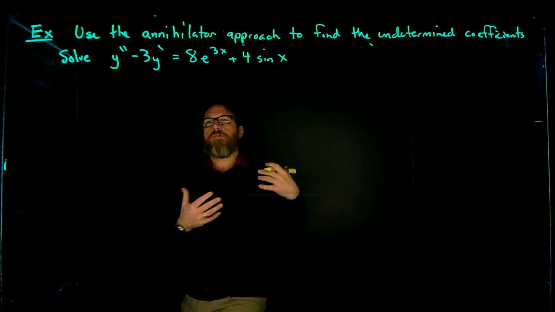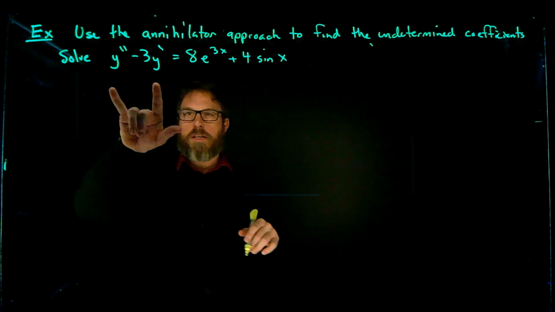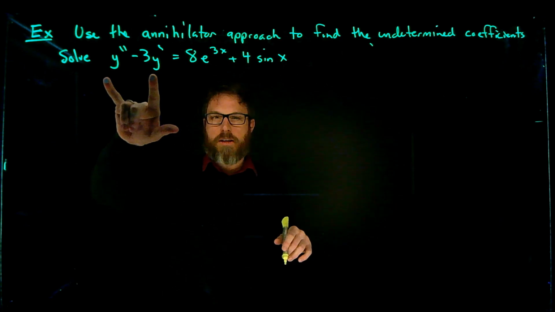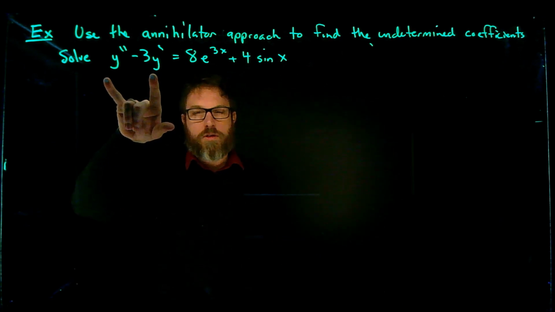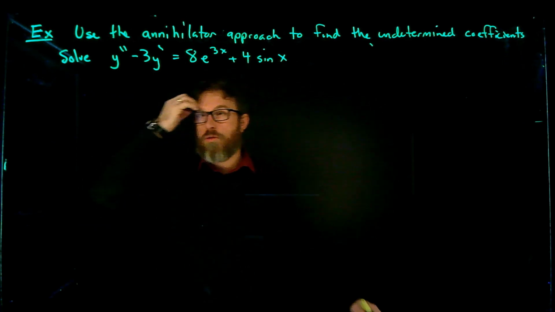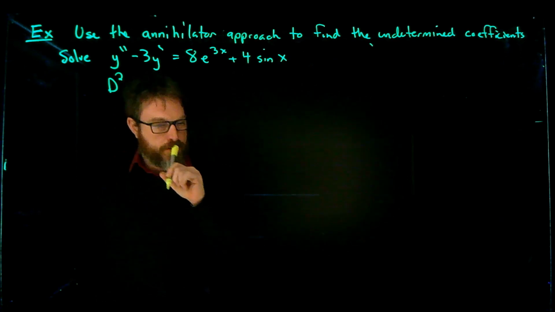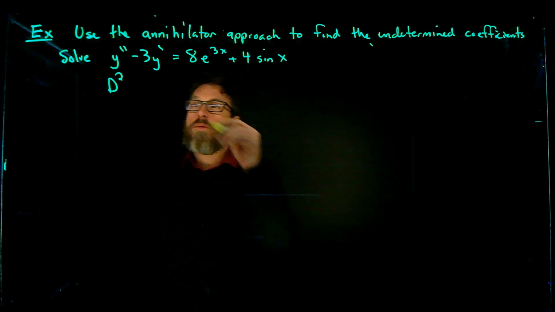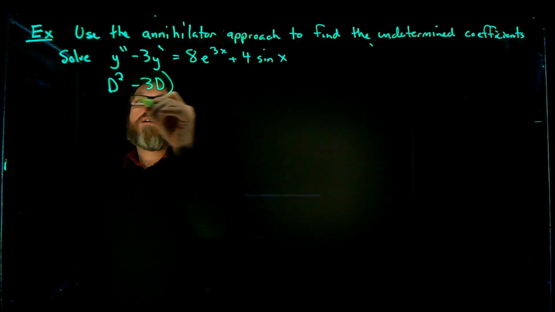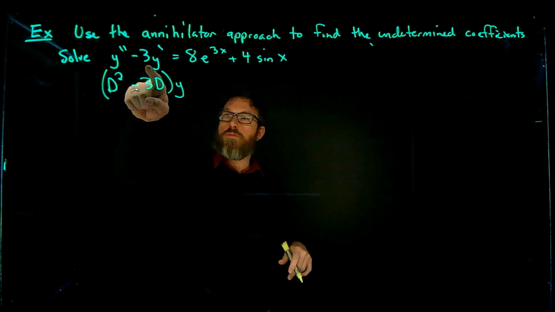All right, so if I want to find the differential operators that annihilate these things, first I'm going to work with this left-hand side to work out your complementary solution before I use this to find your particular solution. So this is D squared minus 3D, and this is going to be equal to y. So this is the second derivative minus 3 times the first derivative.